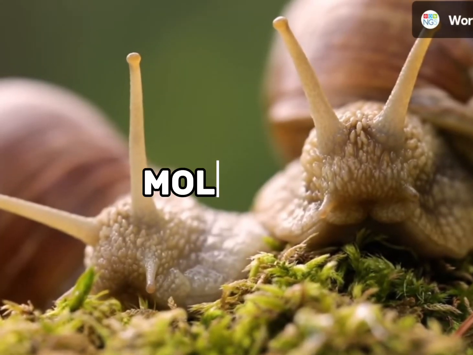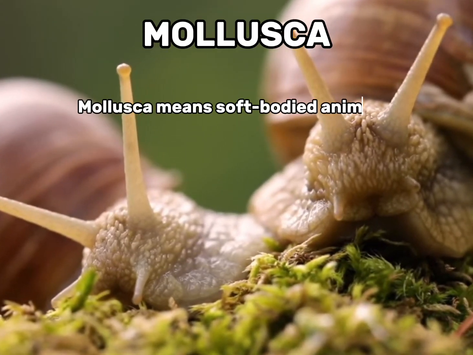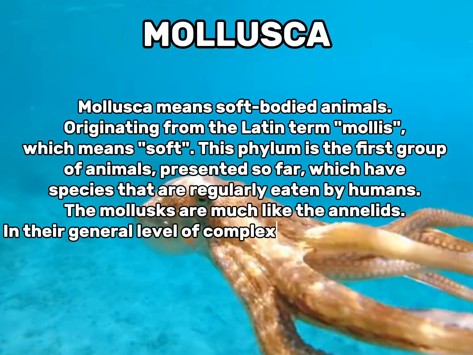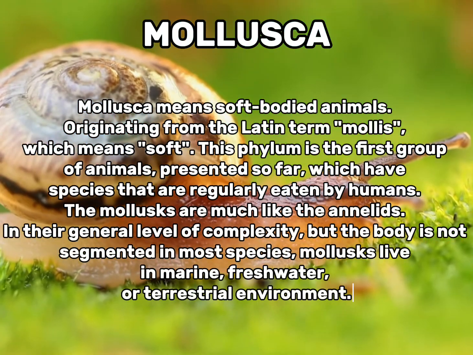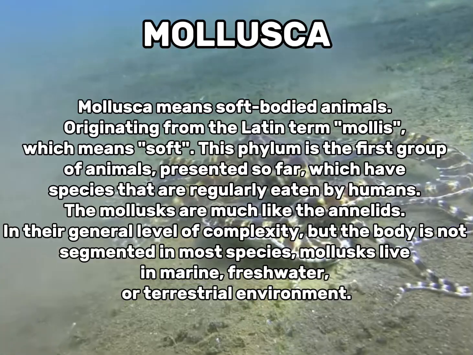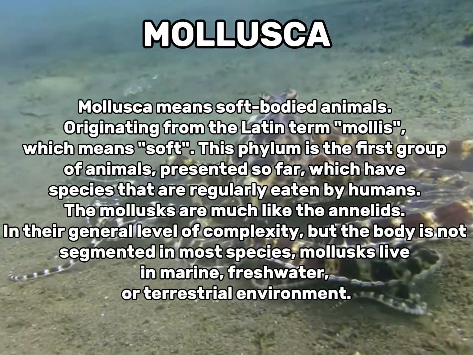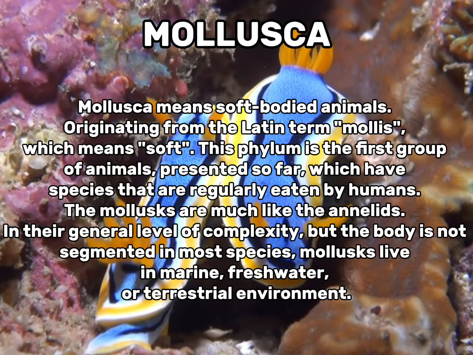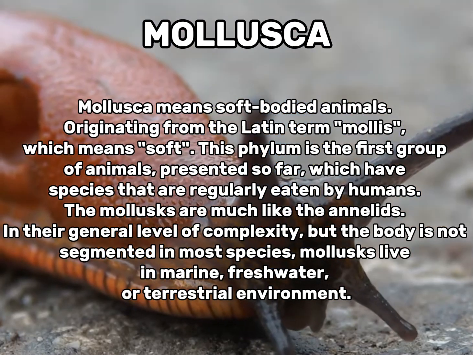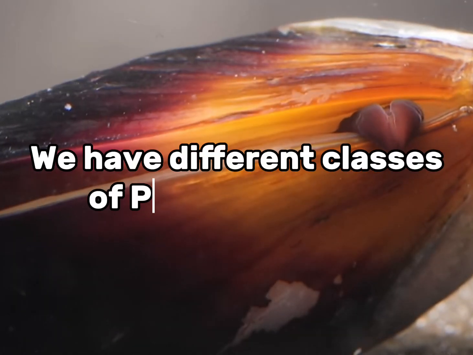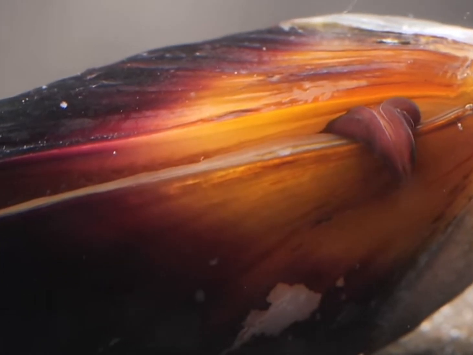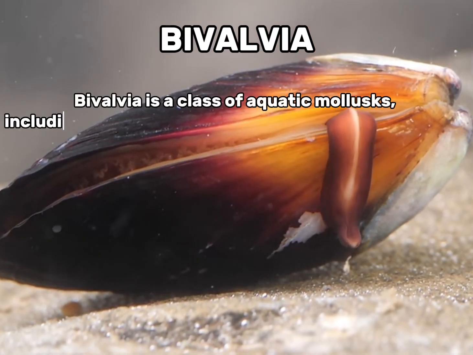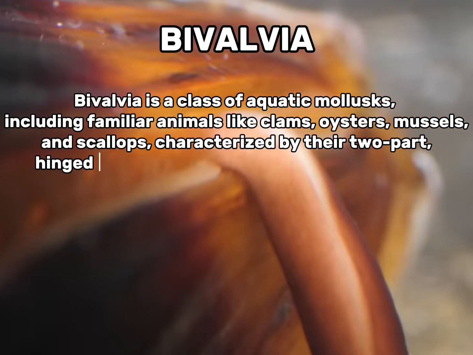Next one is Mollusca, which means soft-bodied animals, originating from the Latin term mollis, which means soft. This phylum is the first group of animals presented so far which have species that are regularly eaten by humans. We have different classes of phylum Mollusca. The first one is class Bivalvia. Bivalvia has a two-part hinge shell and no head or radula.